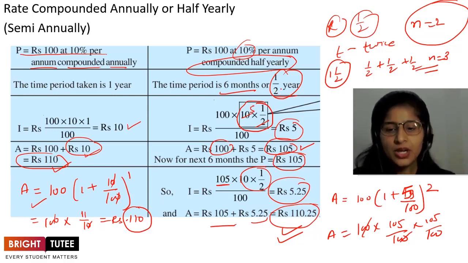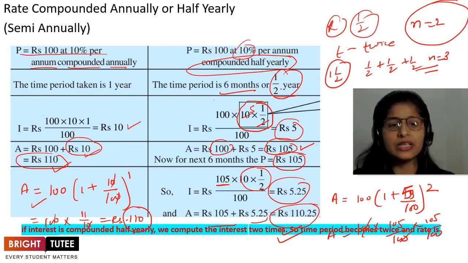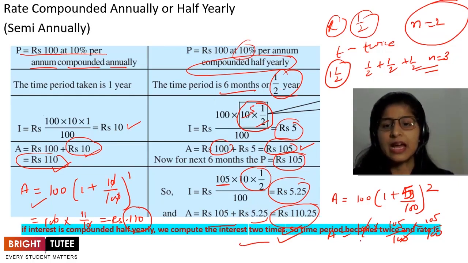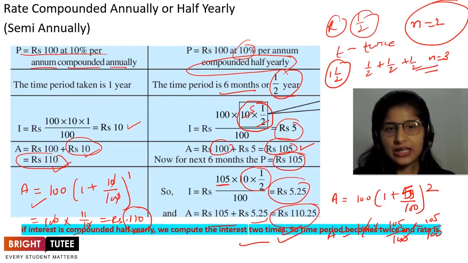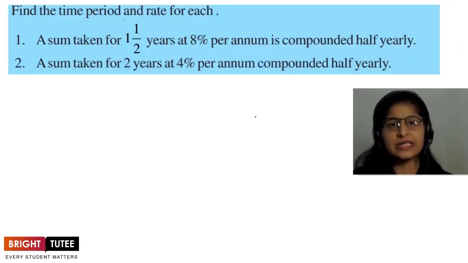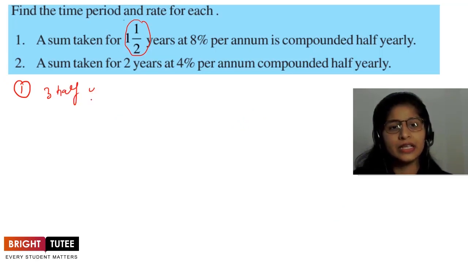Clear? So what is the conclusion? The conclusion is that if interest is compounded half yearly, then we compute interest 2 times, time period is twice, and rate is taken half. So just see here now. There are 2 questions that we will attempt to understand this concept more clearly. In the first question, it is given a sum for 1.5 years. Right? How many half years? 3 half years. Okay, at 8% per annum compounded half yearly.